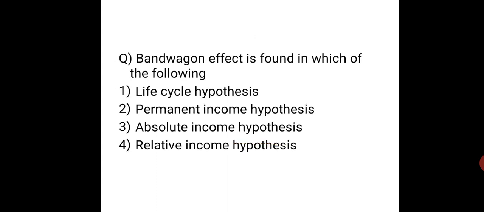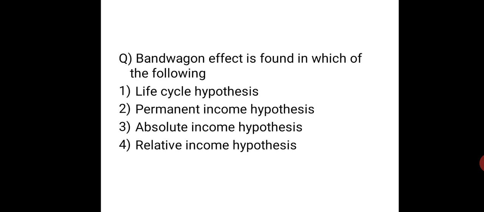Next question. Bandwagon effect is found in which of the following? Life cycle hypothesis, permanent income hypothesis, absolute income hypothesis, and relative income hypothesis. Okay, so we know that bandwagon effect is an effect where we follow a trend like a wagon. Suppose there is a new trend happening in the industry, like the fashion industry. Now the fashion trend is crop top or torn jeans or something, we tend to follow that trend. Everyone will tend to follow that trend, everyone will have one piece of that clothing with them. So it's like we are following a trend. So which of the following theories have that kind of tendency that we imitate a trend or go behind a trend?